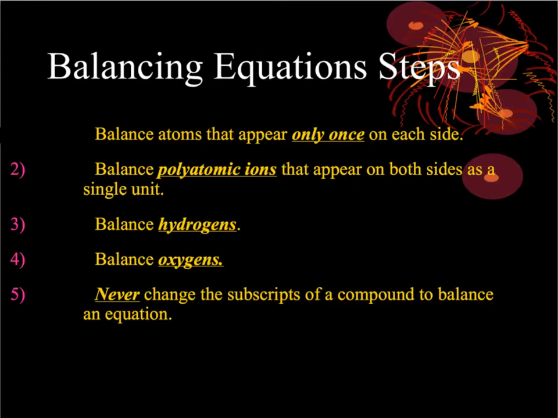Then you can balance polyatomic ions, and that's those big list of ions that we had everybody learn. So if you see that polyatomic ion appear on both sides of the arrow, on the reactant side and the product side, balance that one next. And you're going to balance it as a whole unit. Then balance hydrogens, then balance oxygens.